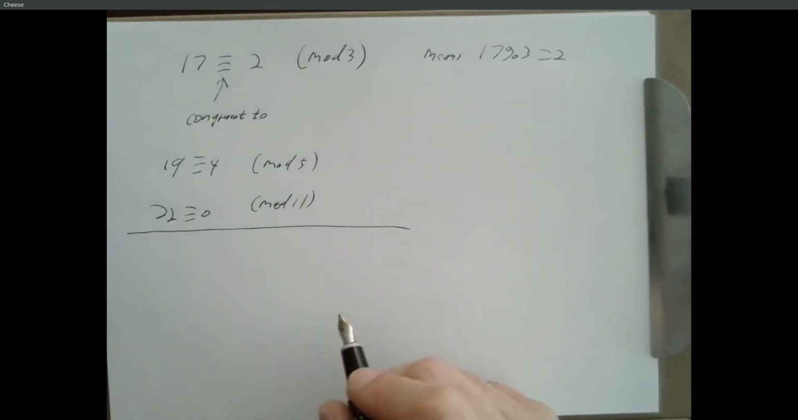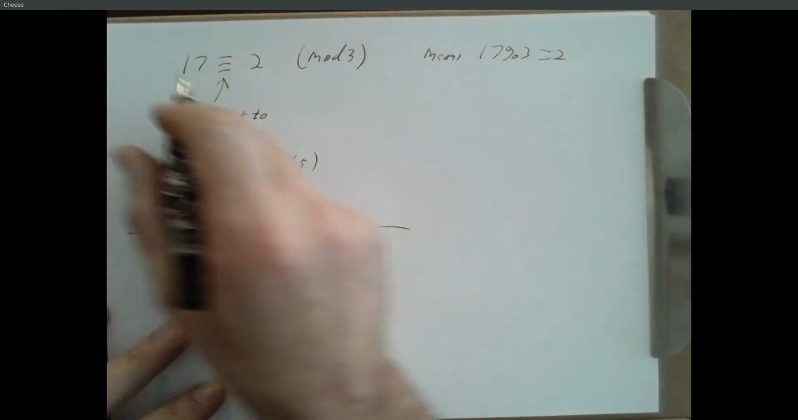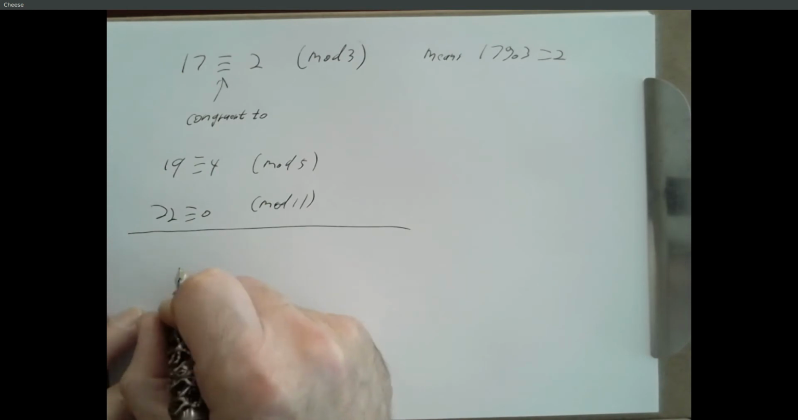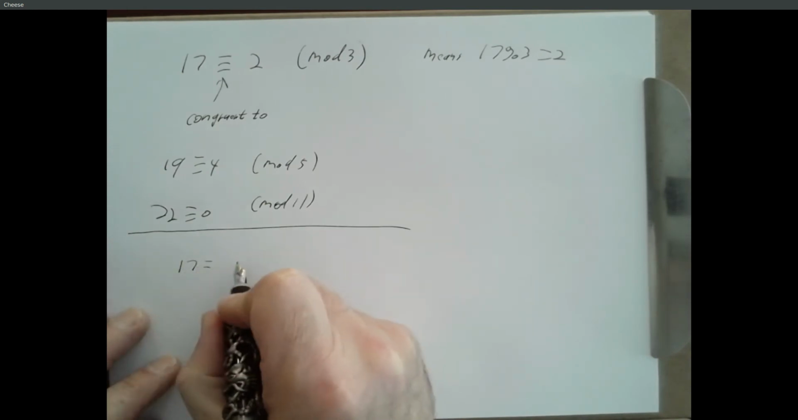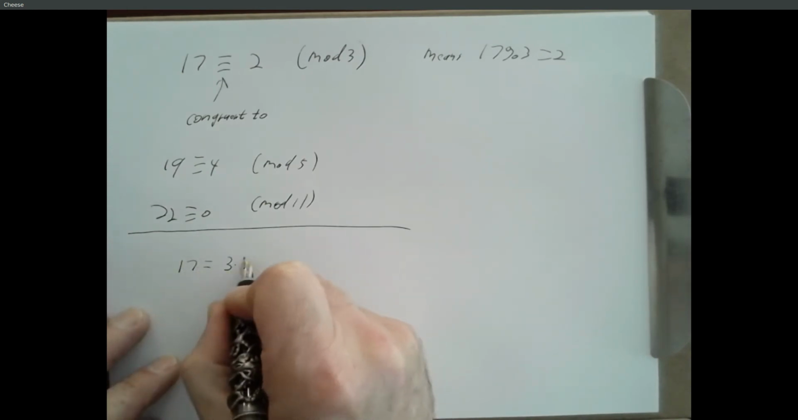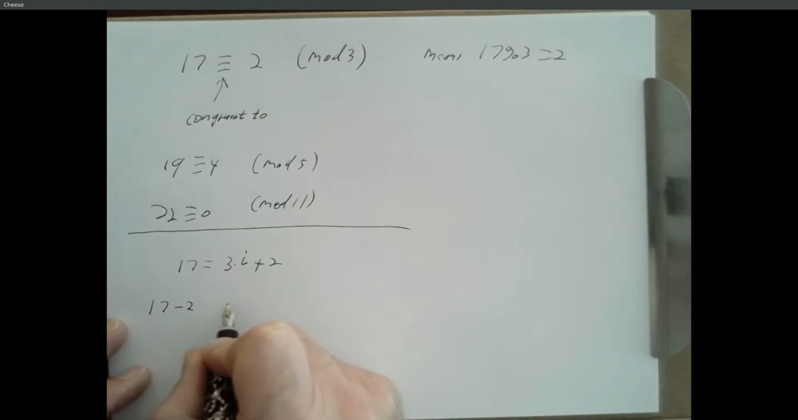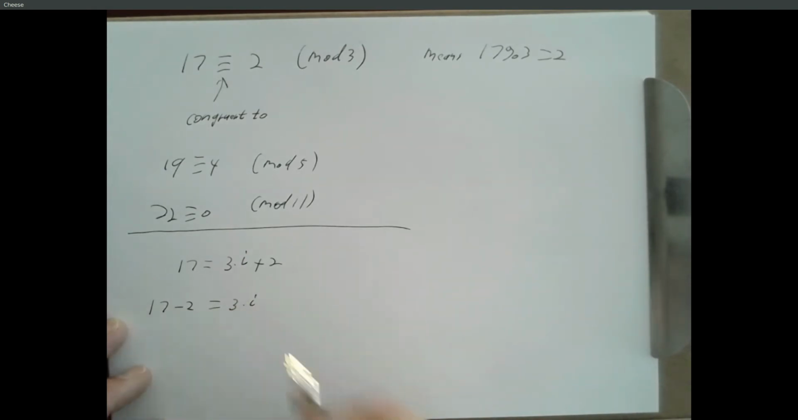So, an interesting equivalent statement to this. Suppose we say 17 is congruent to 2 mod 3. This means 17 is equal to 3 times some integer plus 2. Well, if we take 17 and subtract 2, that's equal to 3 times some integer. In other words, 3 divides 17 minus 2.